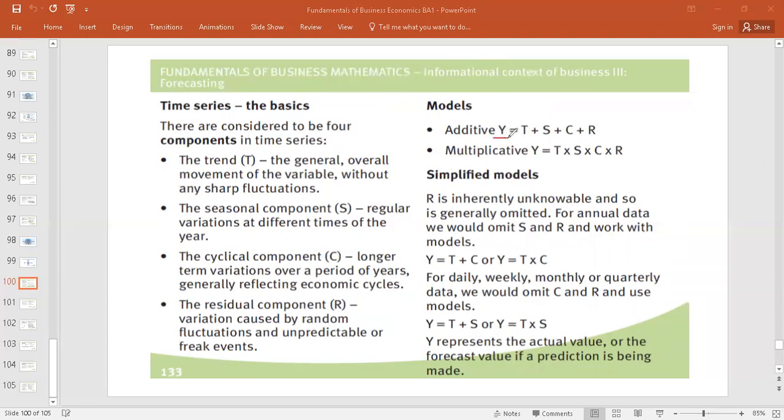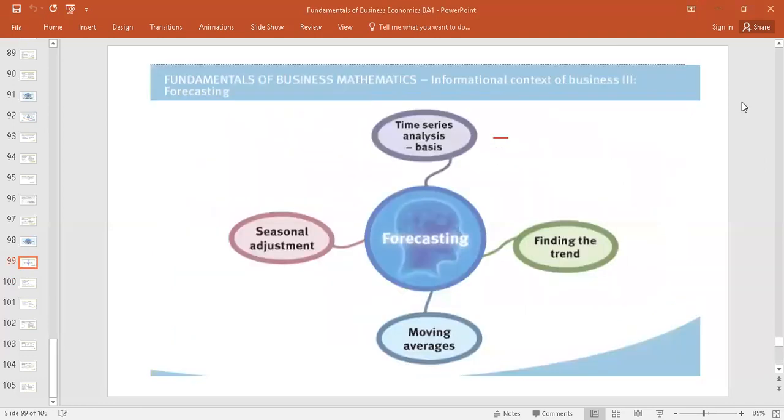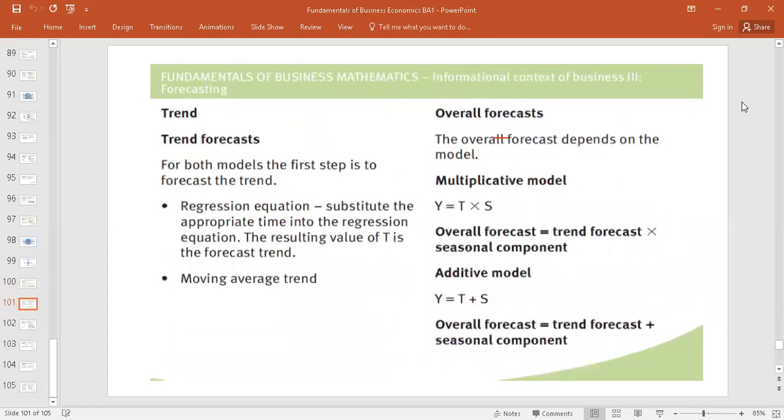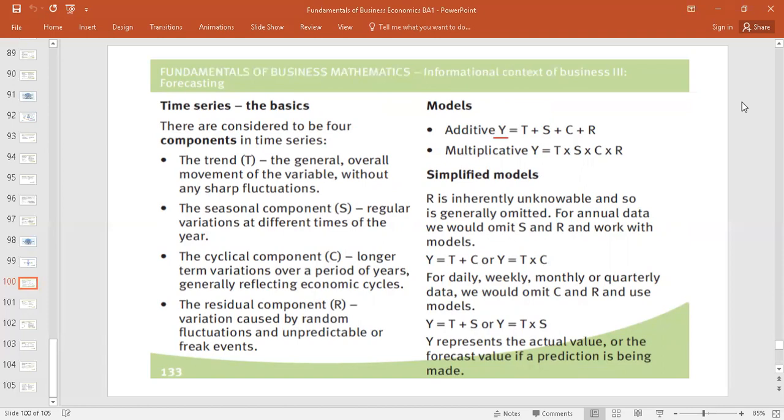We are learning this as part of the forecasting technique. So in case of forecasting technique, how can the future be forecasted? It can be done by taking Y equal to these factors. The overall Y represents the actual value, or the forecast value if a prediction is being made. So Y will be either the forecast or the calculated value, if these components exist.